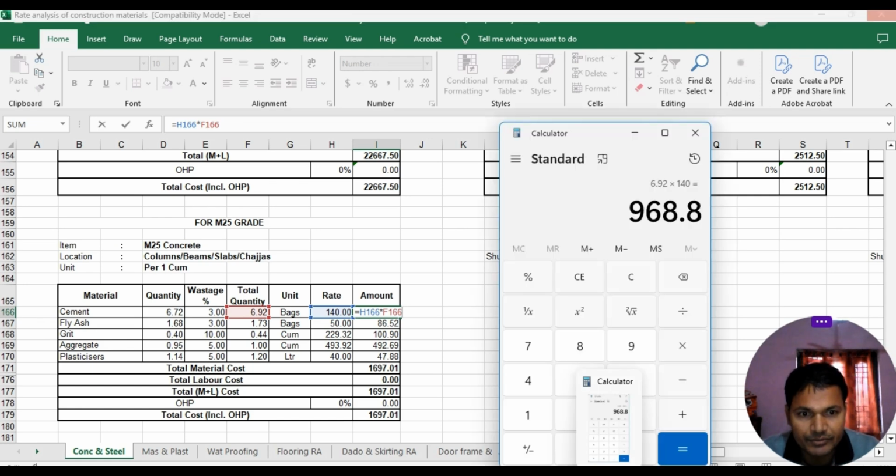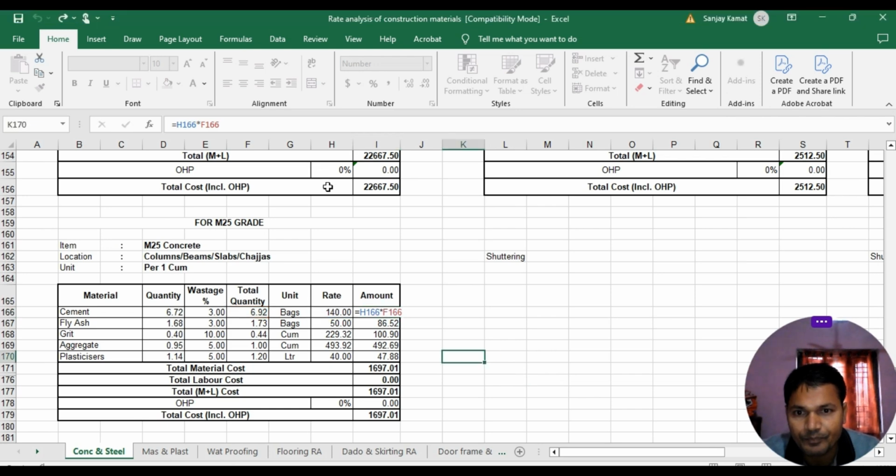968.8. This much we have to write here. It's loading. I have to erase this. Okay, 968.